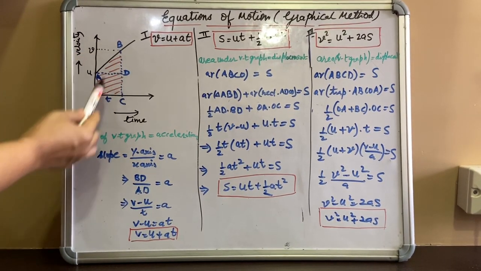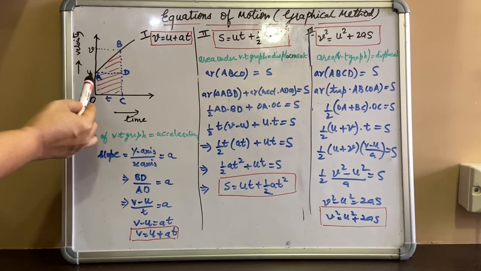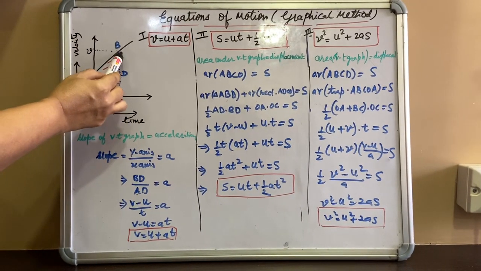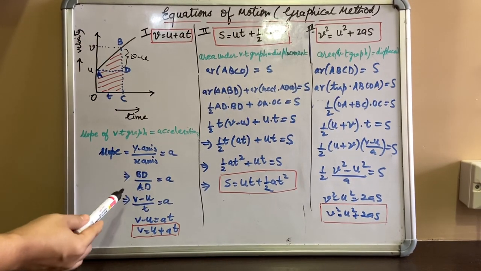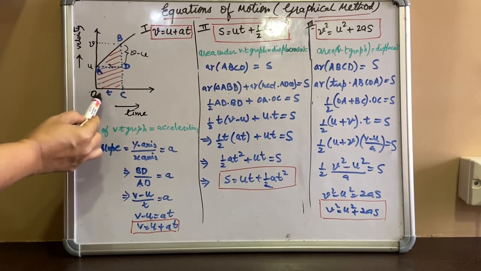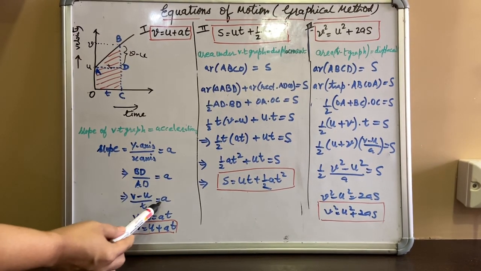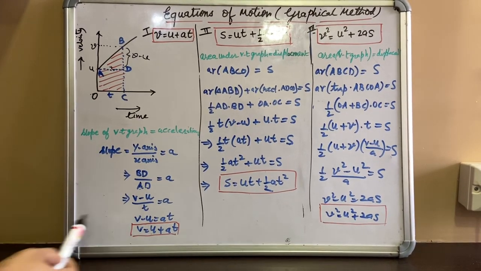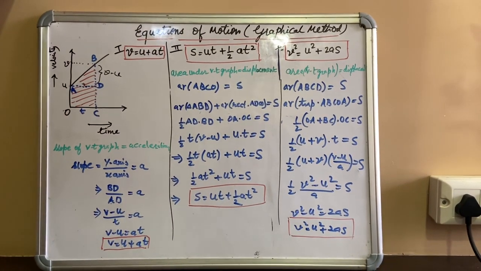So what is BD? We know 0 to this value is v, so CB is v, and this is OA, which is u. So this is also u, and this value is v minus u. Is it clear? And what is this value? This is t. As this is a rectangle, this is also t. Putting this value here, (v minus u) upon t is a. So v minus u is equal to at, so v is equal to u plus at. This is the derivation of the first equation: v equals u plus at.